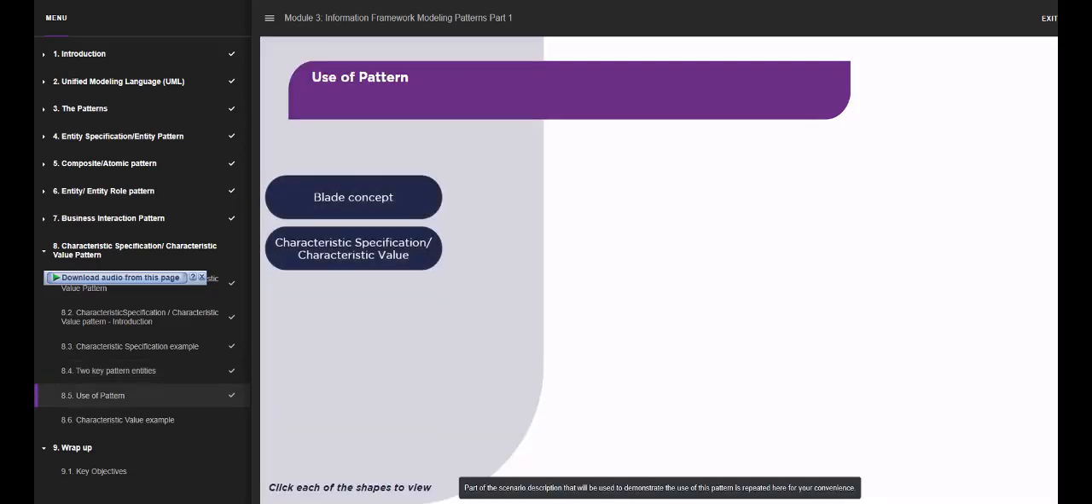Part of the scenario description that will be used to demonstrate the use of this pattern is repeated here for your convenience. There are two options that could be used to support the four VOD information requirements: category, title, format, start date and time. One option is to explicitly model this offer as a subclass of product, the blade pattern, but then the model has to be changed. A second option is to use the characteristic specification characteristic value pattern. We'll look at both options.